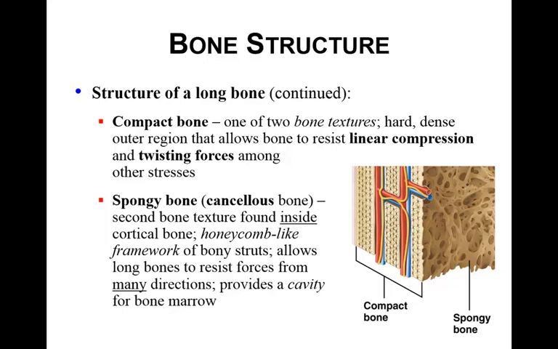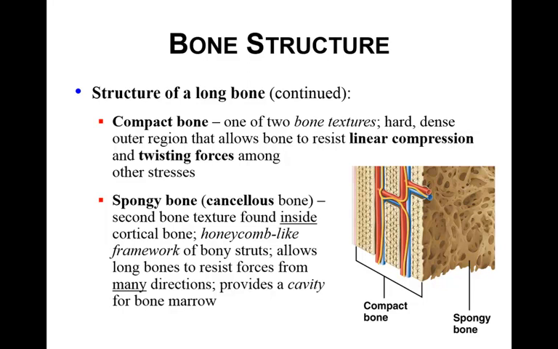This allows bone to be resistant in linear compression as well as other stresses, even twisting forces. So when you think of bone, you think of a hard substance, and this is what you're thinking of: the outer compact bone. But within that, you have a second kind of texture called spongy bone, and it's inside that compact bone. It really looks like a sponge.